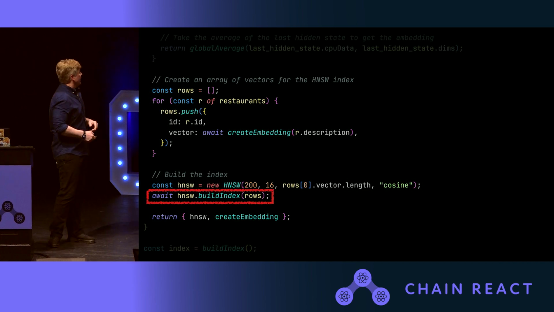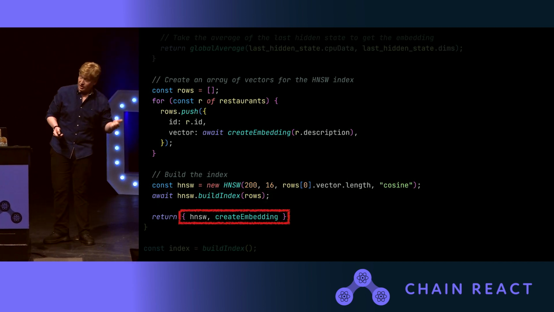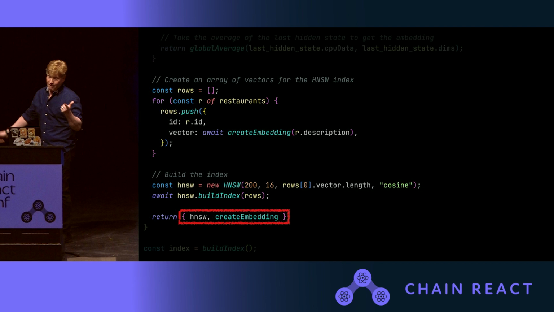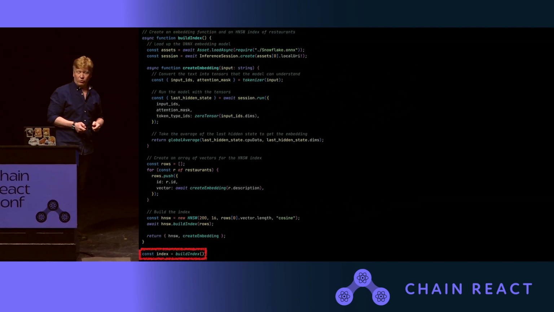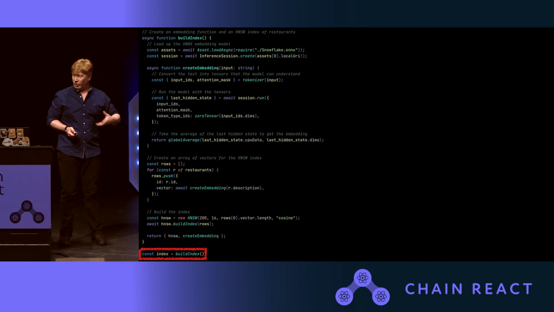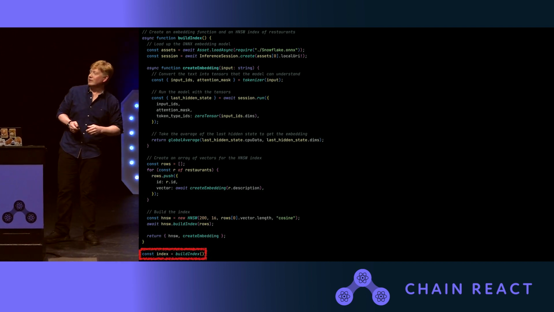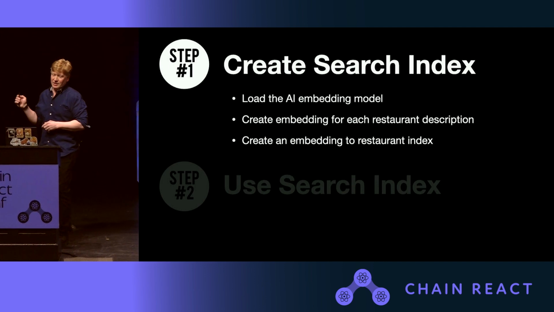So we build our index, and now, at the end of all this, we have our HNSW, and we have our way to create an embedding. Number one is done. Build index, we got it. Now we go and create it in memory. We initialize it with the data. And step one is done.